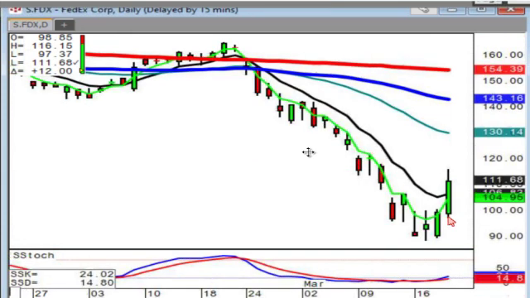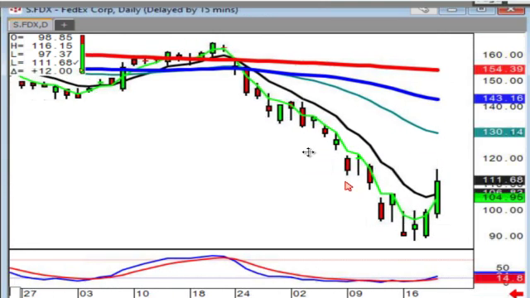FedEx, left-right combo did close above the T-line. That's a lot more compelling chart. There's going to be more upside.